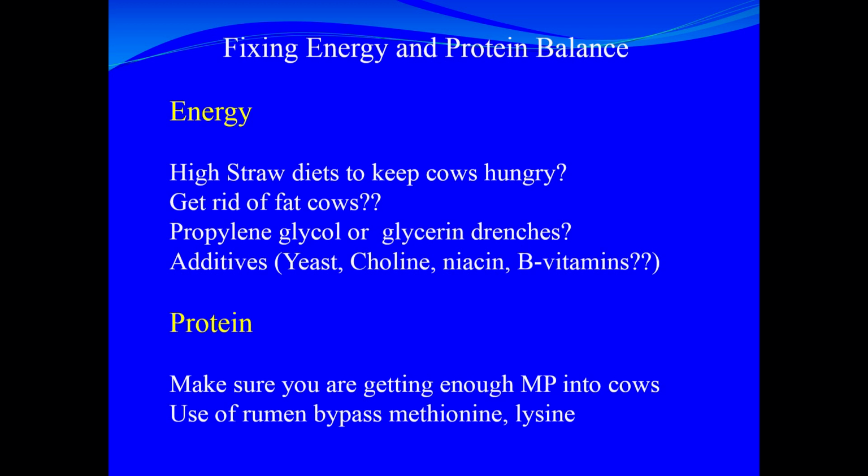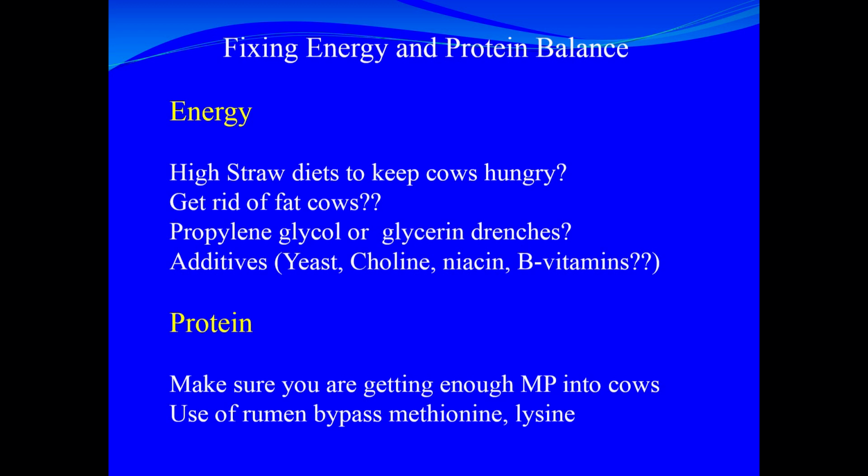Many people are giving propylene glycol or perhaps glycerin as drenches to every cow when she freshens. It's a lot of work, but there's some nice studies out of Cornell in the last year and University of Wisconsin that suggest this might not be a bad tactic. And certainly there's all kinds of additives that are promoted to remove the effects of energy balance in cows, and some of them work and some of them are less than what we would hope.